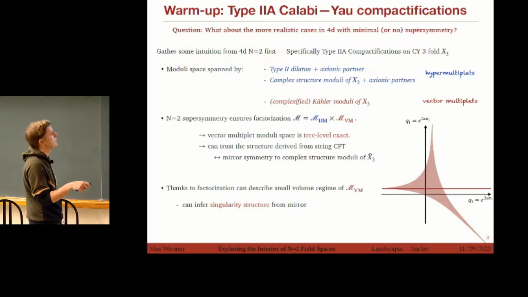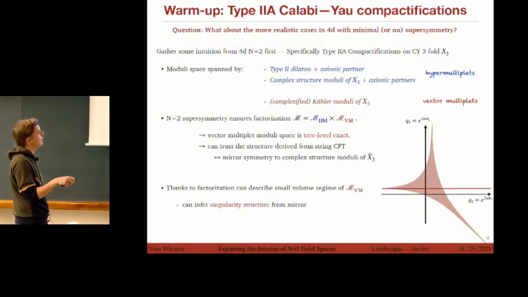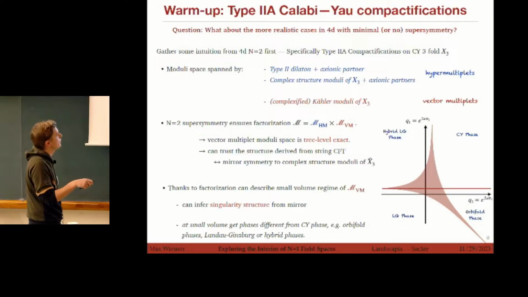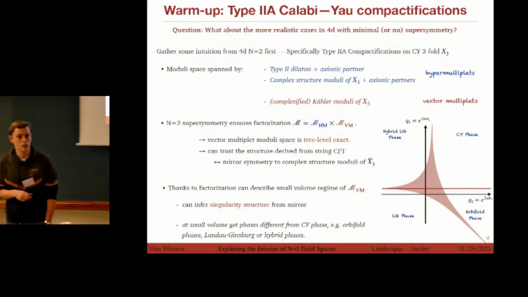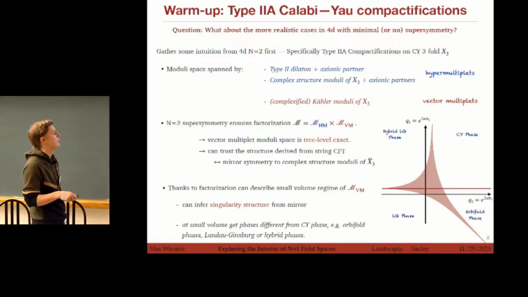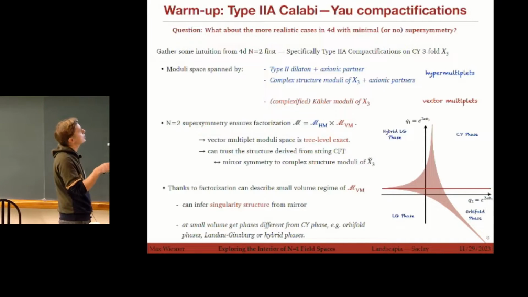So you have here, in this example, this is just a sketch. We have two moduli. Here we would have a Calabi-Yau phase, and we know that if we go to small volumes, we could get other phases that are not necessarily described by a Calabi-Yau, but by some hybrid phase, some Landau-Ginzburg phase, or some orbifold phase. So this is the picture that we know and we love.